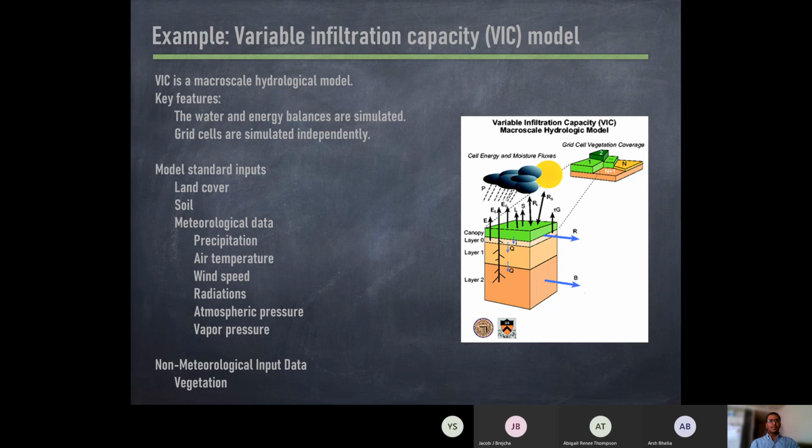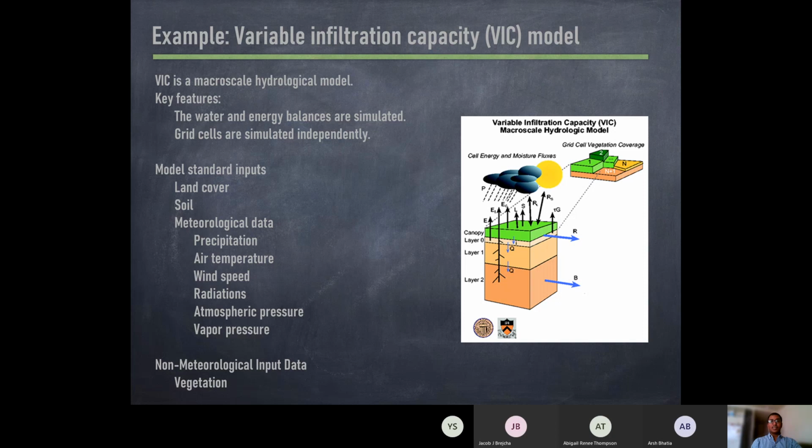Do you guys know river basin or watershed? What is a watershed or river basin? Isn't it the water that would flow into the river from a certain area? Exactly. So the watershed is basically like if it precipitates in any of those areas, it will go into a certain point and leave the whole watershed at a certain point. So that's what a watershed is. So VIC is a macro scale or large scale hydrological model. It usually works well with watershed scale.